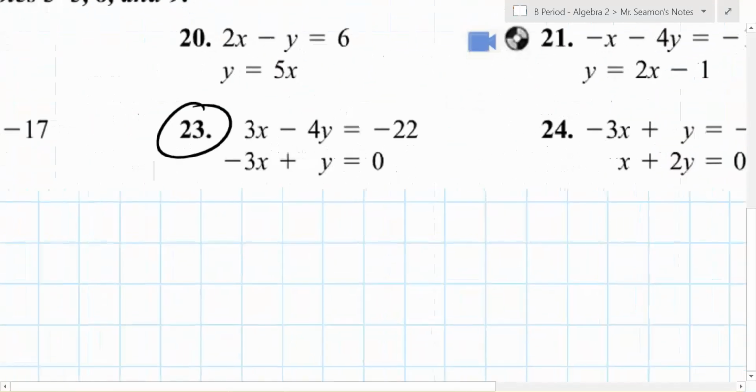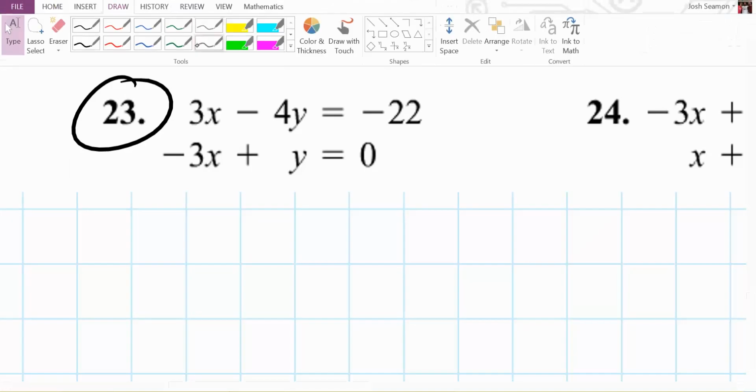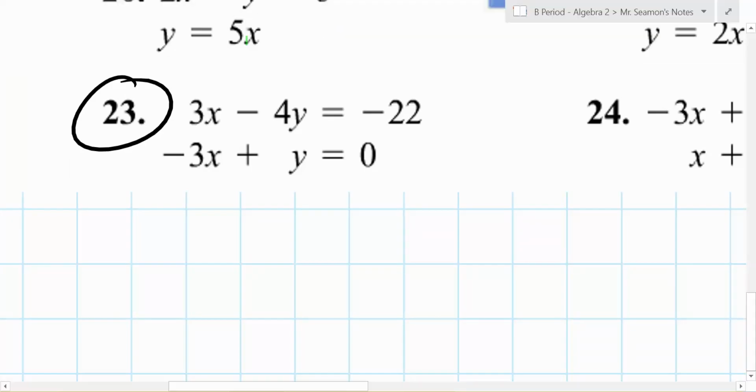If you're going to solve something by substitution, what's the first thing you need to do? Isolate a variable in one of the equations. That's step one. Step one is isolate a variable.